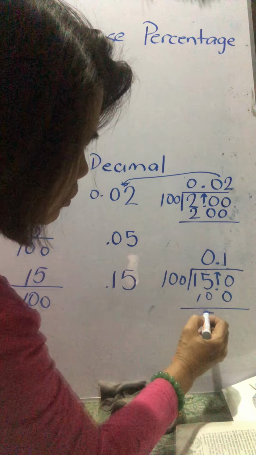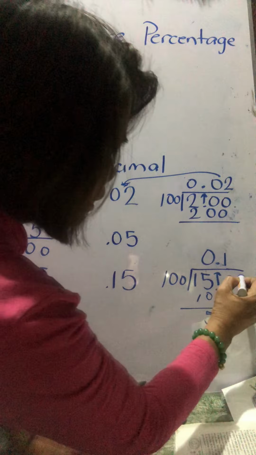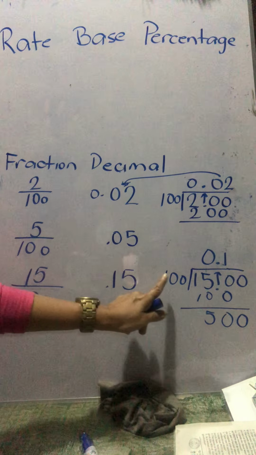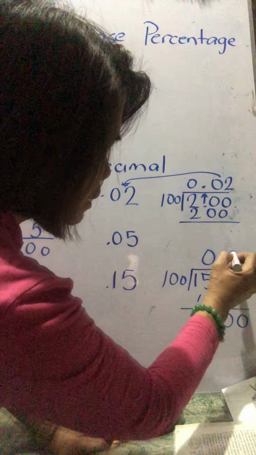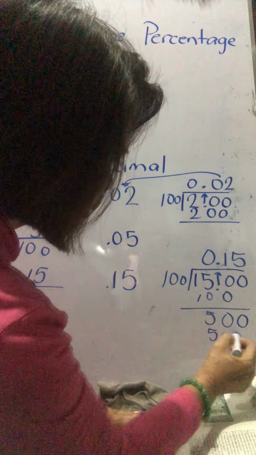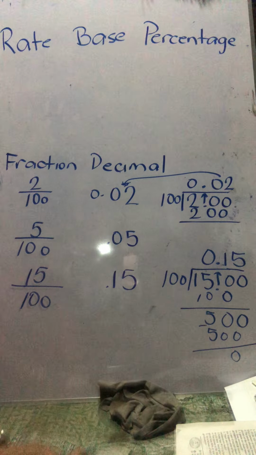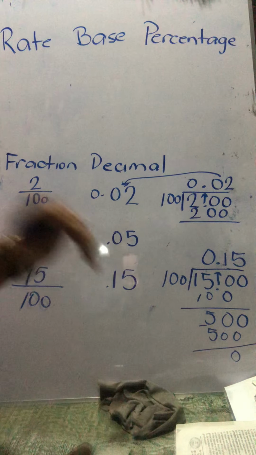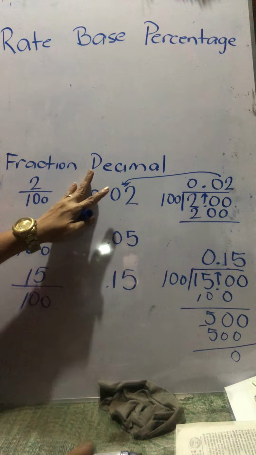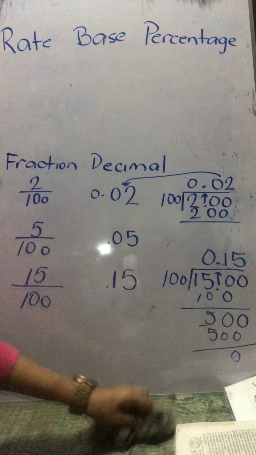So 5 minus 0 is 5, and then 0 here. We add another 0. So that is 500 divided by 100, that is 5. 5 times 100 is 500. So 500 minus 500 is 0. Why do we need to do this? Because when you know the decimal form, you would be able to get the percent form.